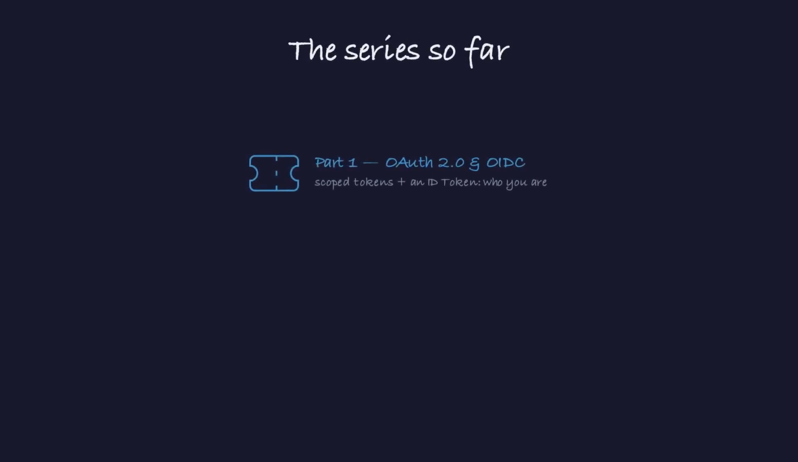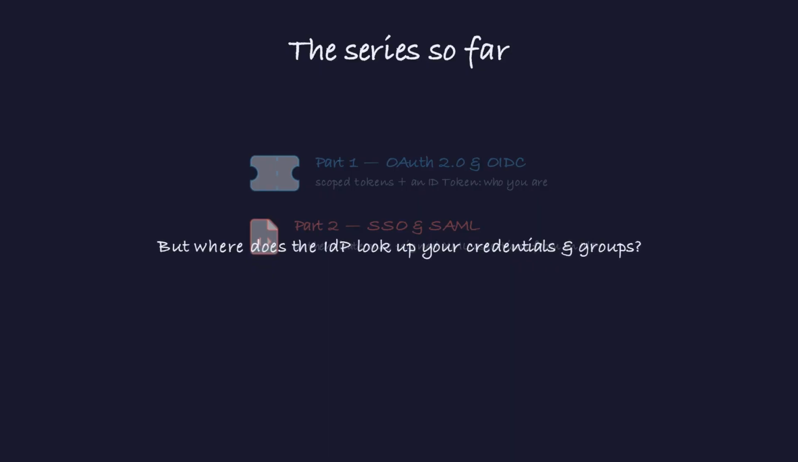Quick recap of the series. Part 1. OAuth gives apps scoped access without your password, and OIDC adds an ID token that says who you are. Part 2. SSO lets you authenticate once and reach many systems, and SAML implements it with signed XML assertions from an identity provider. But here's the question we left open. Where does that identity provider actually look up your credentials, your groups, your attributes? Very often, LDAP.